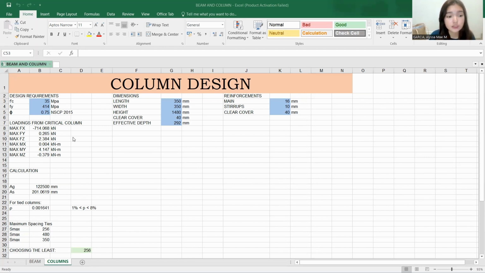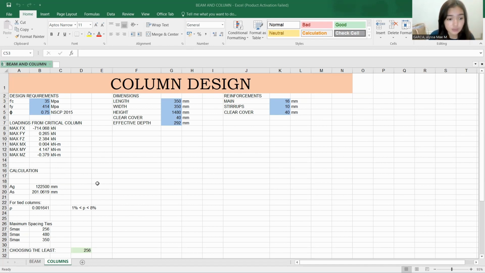For the loadings, this was run in STAAD, and we got the loadings for the critical column, which is the max Fx is negative 714.068 kilonewton, max Fy is 0.265 kilonewton, max Fz is 2.384 kilonewtons, and for the maximum moment along x-axis is 0.004 kilonewton meter, and My is 4.147 kilonewton meter. And for the Mz, we have negative 0.379 kilonewton meter.